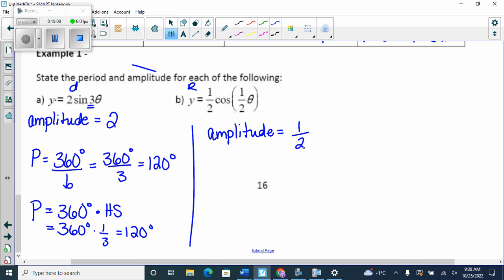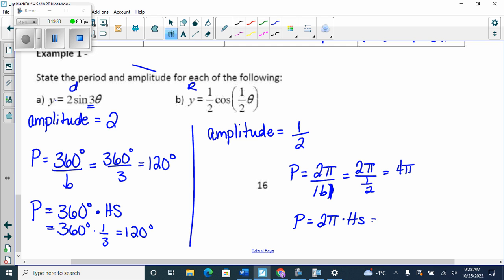And the period is either 2 pi divided by the absolute value of b, or 2 pi times the horizontal stretch factor. So if I use the first one, that should be an absolute value. I don't know why I did the bracket. It would be 2 pi divided by a half, which is 4 pi. Or I can go 2 pi times the horizontal stretch factor. If that's a half, the horizontal stretch factor is 2. Ultimately, in the end, both of these methods make you multiply by 2, correct? So it doesn't matter which one you do.